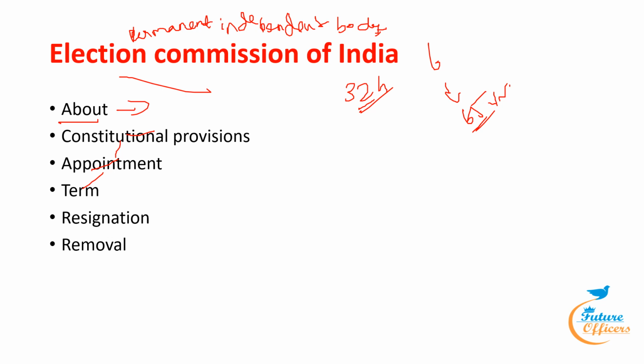How did the removal procedures take place under this? The Chief Election Commissioner is subject to removal under the same procedure and criteria as a Supreme Court judge. The President may remove him or her based on a resolution approved by both Houses of Parliament with a special majority, either for proven misconduct or incapacity.